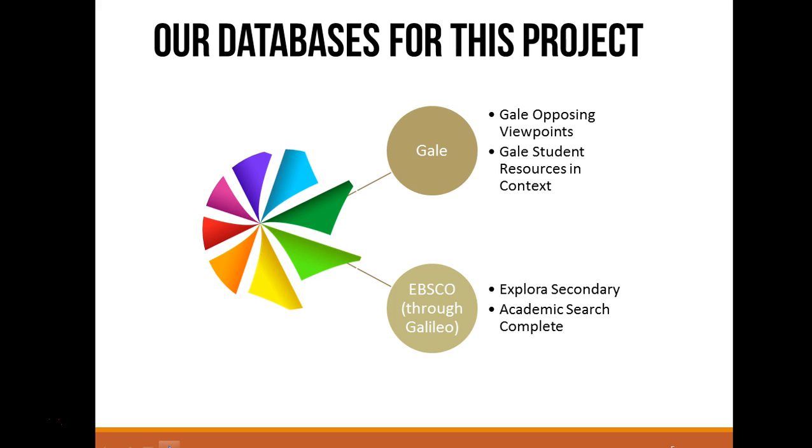We're going to be focusing on two groups of databases that we've put together for you. We have two from a company called Gale, Opposing Viewpoints and Student Resources in Context. And then we have two that are published by EBSCO, Explora Secondary and Academic Search Complete. Our EBSCO databases are accessed through our state virtual library, Galileo. So the state of Georgia actually pays for our subscription to these two databases. Opposing Viewpoints and Student Resources in Context are purchased for our library by the Fulton County School District.